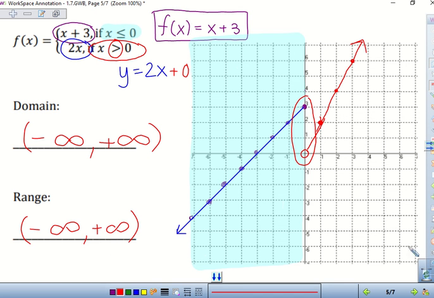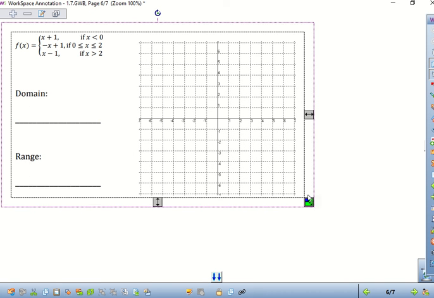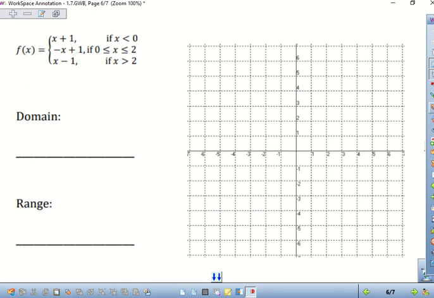Yes. All right. We're going to do a 3-piecer together before you do one on your own. I'm going to show you how to do this with erasing, and then I'm going to show you how to do it with mock graphing. Whatever you find easier, whatever works for you, I want you to go with that method.